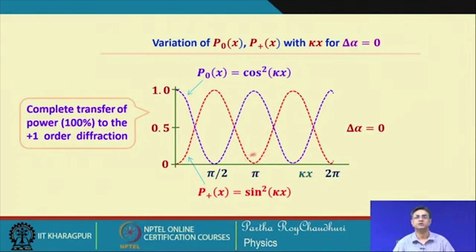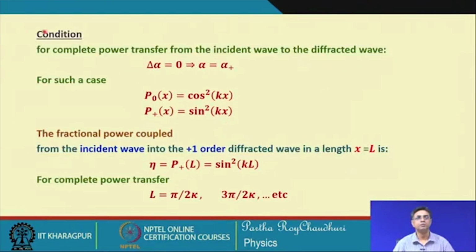So, this is the purely Bragg condition when delta alpha equals 0, and you can see that complete transfer of power, 100%, to the first order diffraction is possible if the diffraction is under the Bragg condition. This condition is that alpha will be very close to alpha plus, but for the sake of this calculation, alpha is equal to alpha plus.